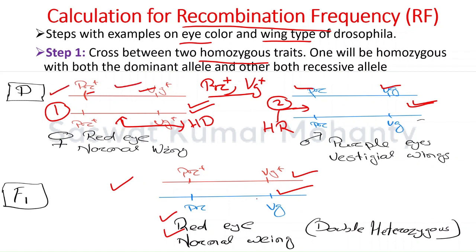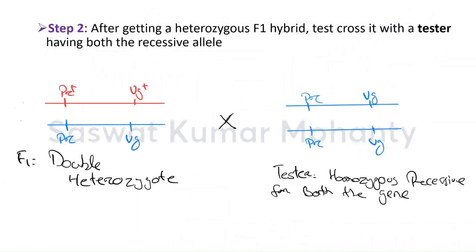So in the heterozygous, there are double heterozygous, because we are talking about two genes. In the two-gene double heterozygous, we will find red eye and normal wing. So now you got the F1. What is the second step? In the second step, we have to cross this F1 hybrid with a tester.